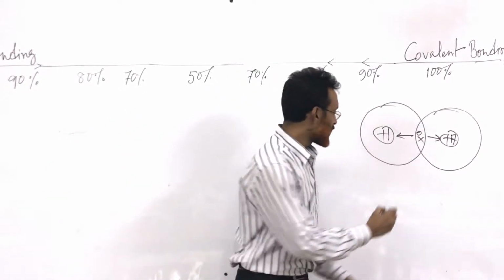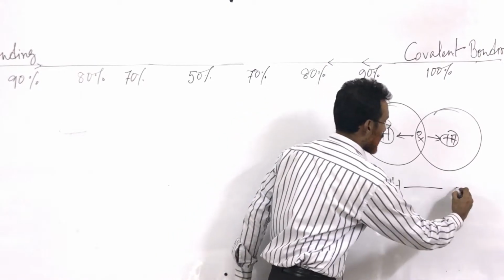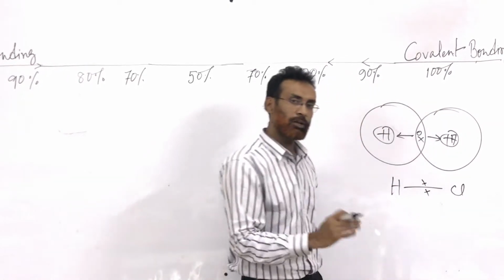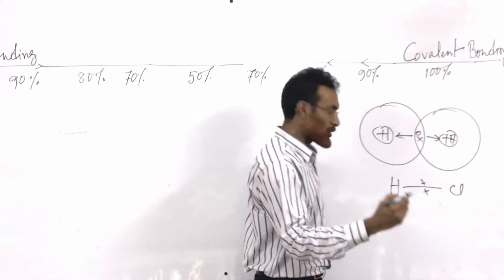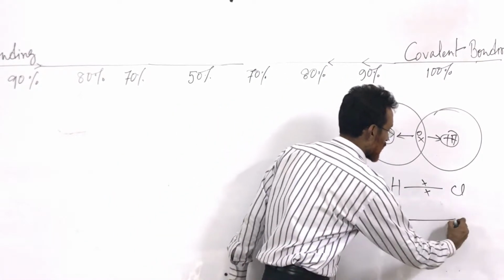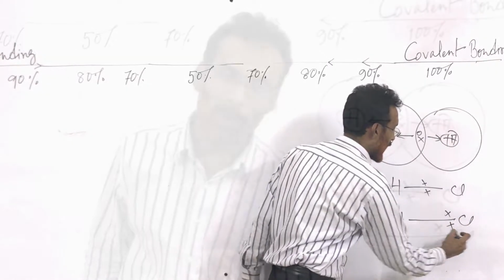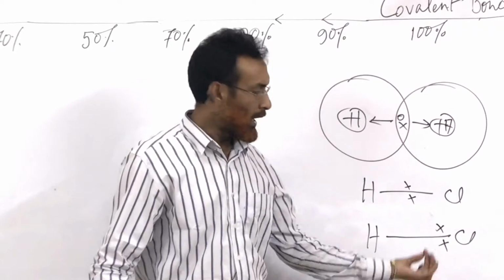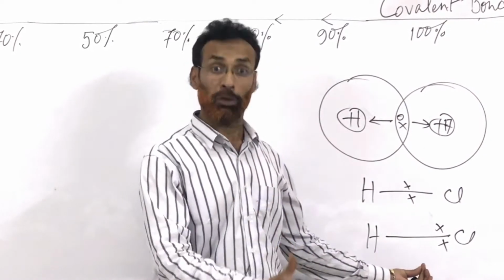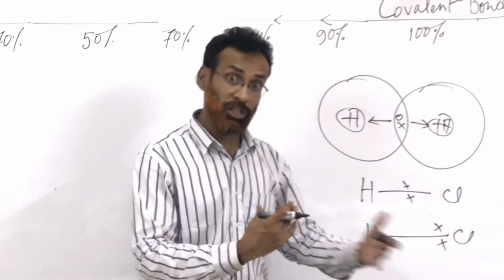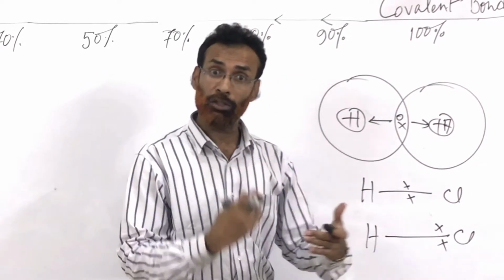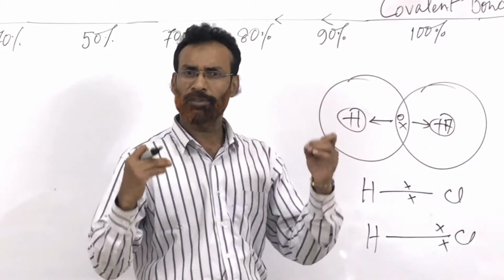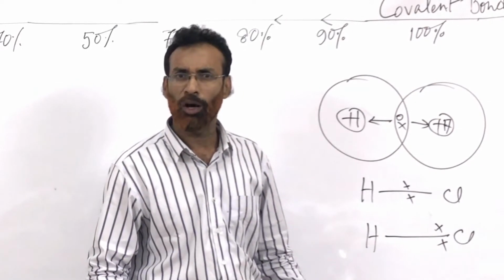Suppose this is a bond between hydrogen and chlorine. We normally suppose the electrons should be at the middle, but what happens is that the electrons move toward the chlorine atom. When this happens, when two different atoms bond and the shared electrons move to the more electronegative atom, then the distribution of electrons and electron density will not be the same, and this causes the formation of slight charges on the atoms.